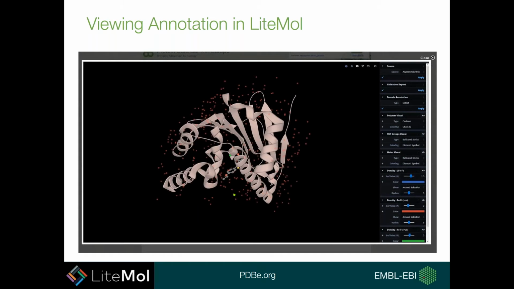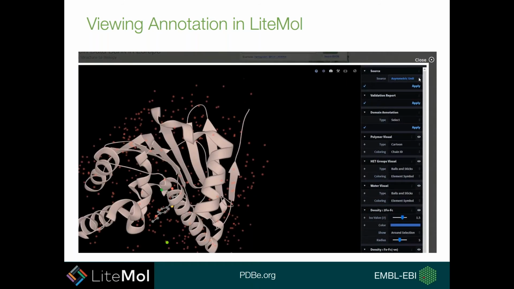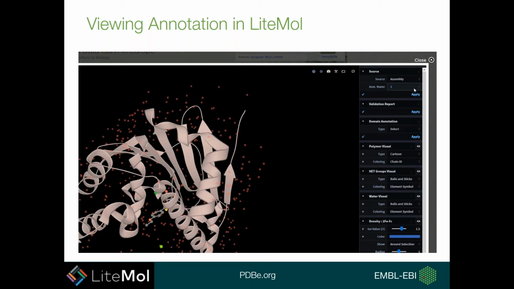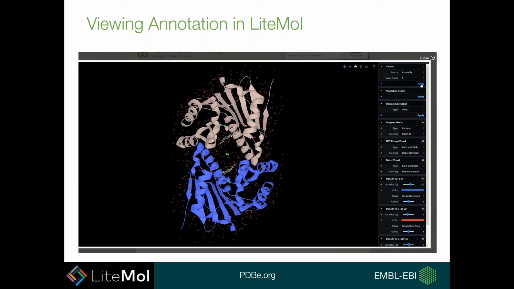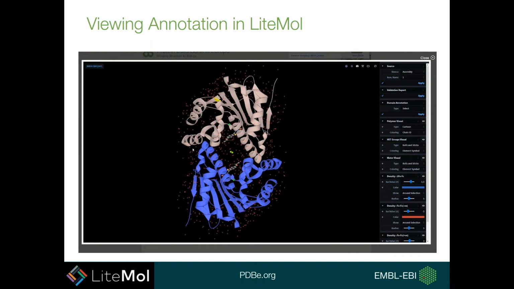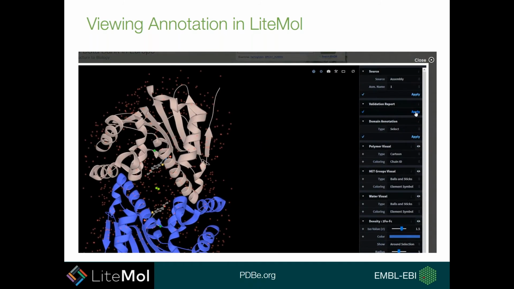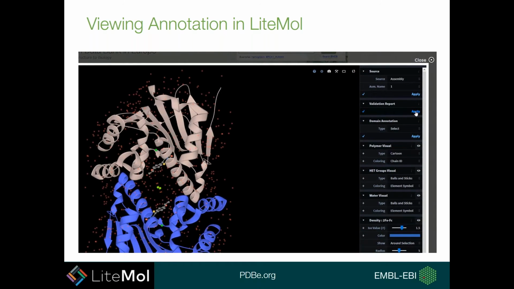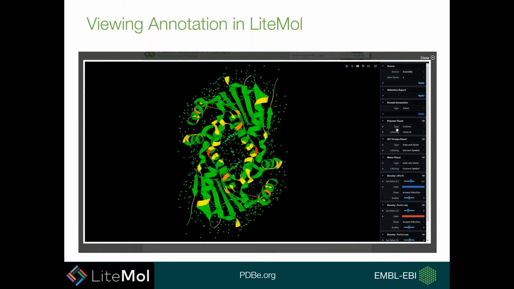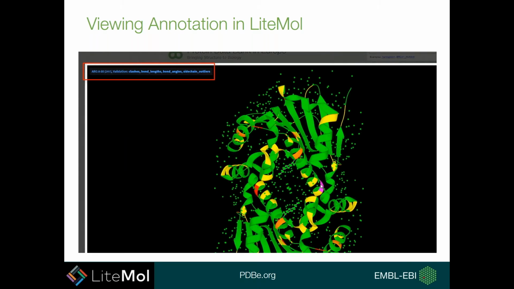Here's a quick video showing you how you can view some of these annotations. If you want to look at the assembly, you go to Source and select Assembly, and then click Apply, and this will apply that assembly to your structure. So now what you're seeing, rather than the asymmetric unit, is the actual annotated assembly and a better representation of what's there. You can also apply the validation report by clicking Apply here on the right, and this will color the structure by the validation report. If you then hover over a particular residue with issues, these will be shown in the top left, for instance, the clashes and the bond length outliers.